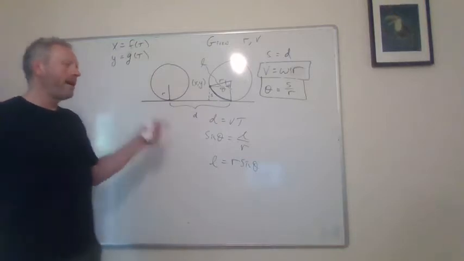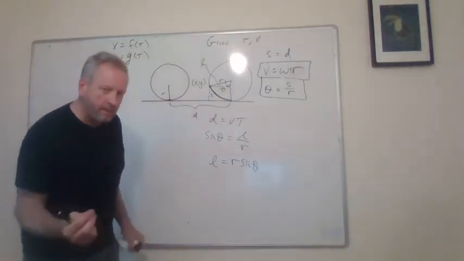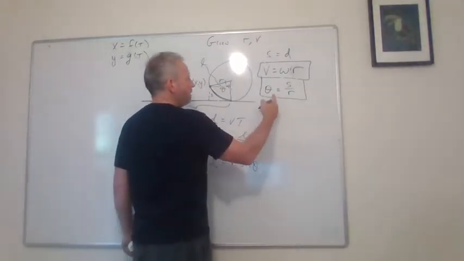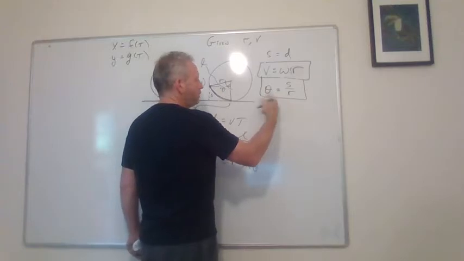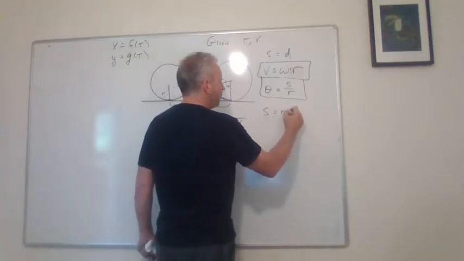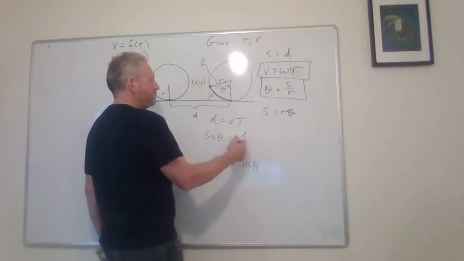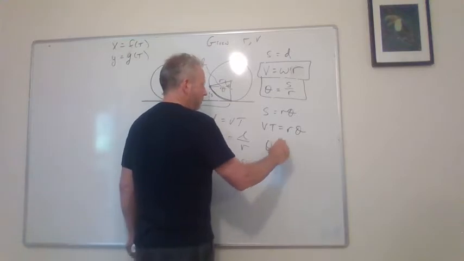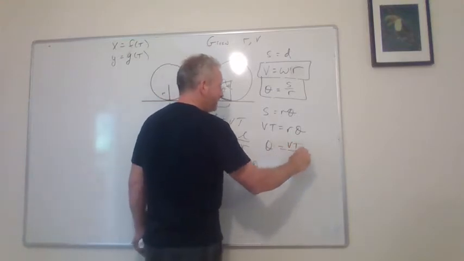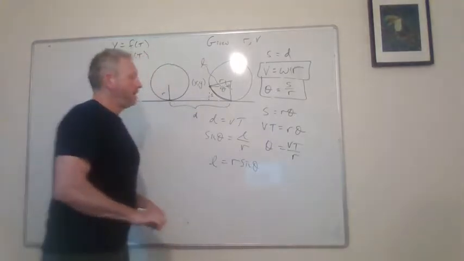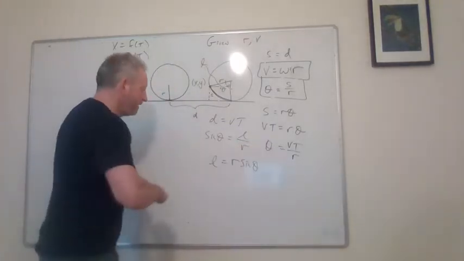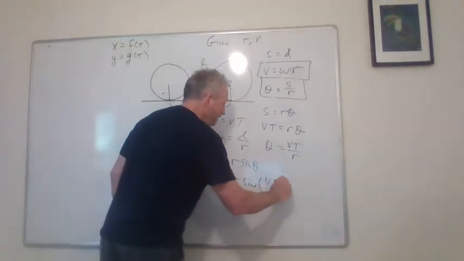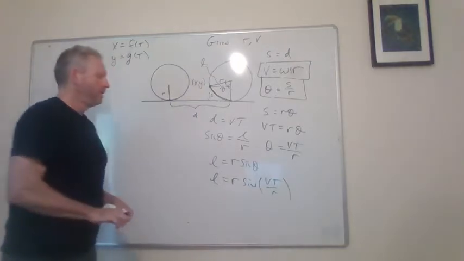Remember, I'm looking for X as a function of T. My attention is drawn to this right here. Multiply both sides by R, and you get S is equal to R theta. What was S? S was D. So VT equals R theta. Divide both sides by R, and you get theta as a function of time, VT divided by R. So little l is equal to R times sine of VT over R.